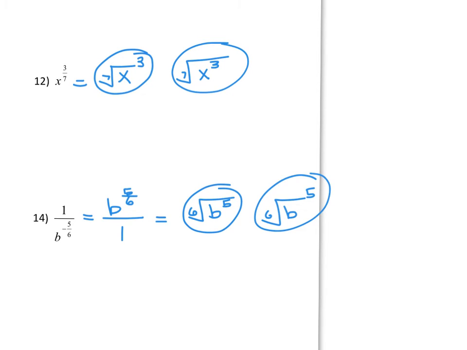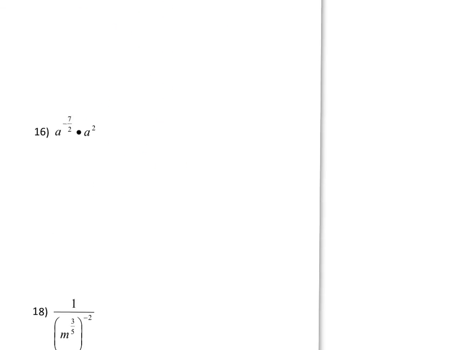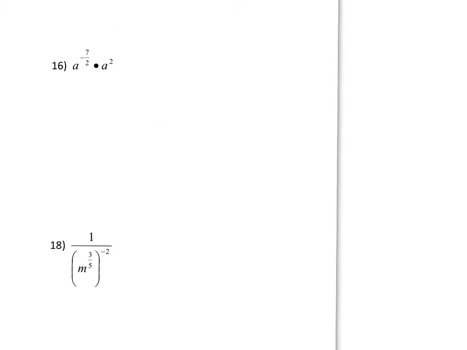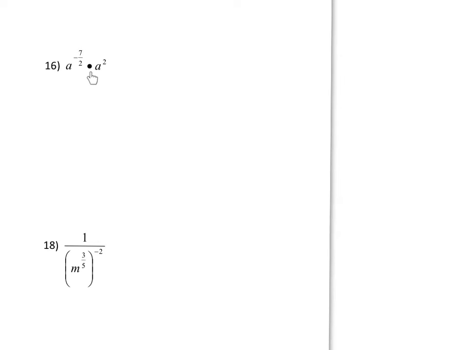All right, number 16. Okay, so number 16, you had to apply your exponent rules first. Remember, if you're multiplying two terms with the same base, you have to add these exponents. I'm going to add them off to the side. So if I want to add negative 7/2 plus 2, I'm going to make that 2 over 1. I first have to find a common denominator, right? So the common denominator would be 2. The first fraction already has a denominator of 2, so let's multiply the second fraction by 2 over 2, and then that'll also have a denominator of 2.